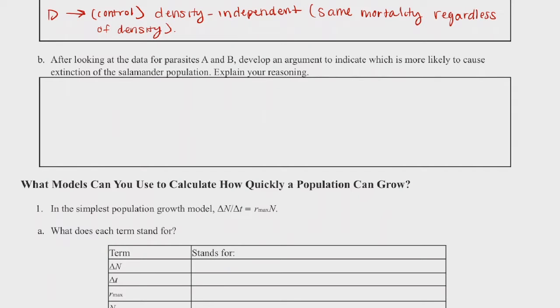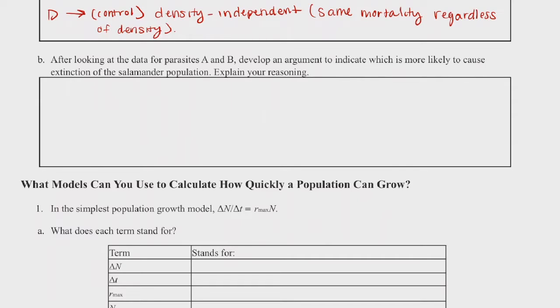So, because of the overall high mortality rate at all salamander densities, parasite B may decrease the population so much that it actually can't rebound. So if a population is so great and parasite B stays consistent throughout the increase, it may actually take away enough that the population can't replenish itself.